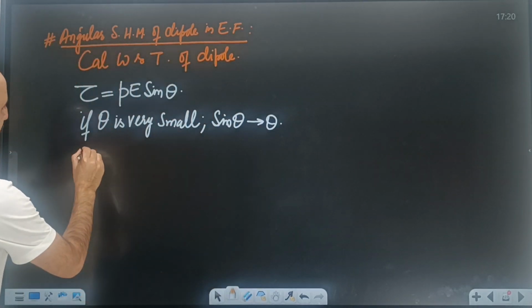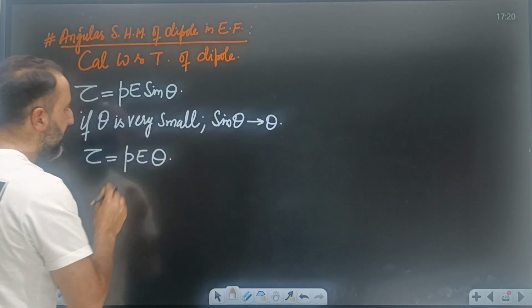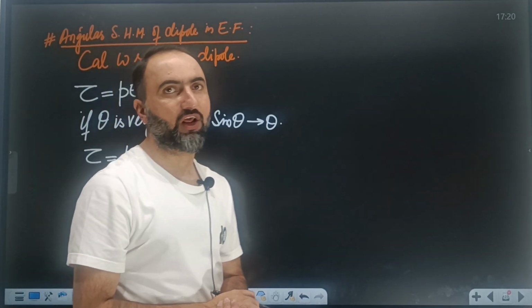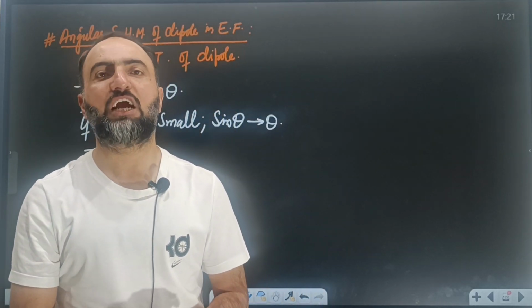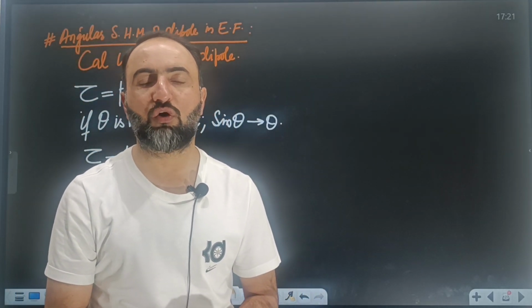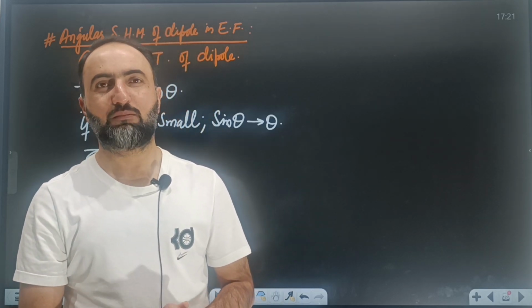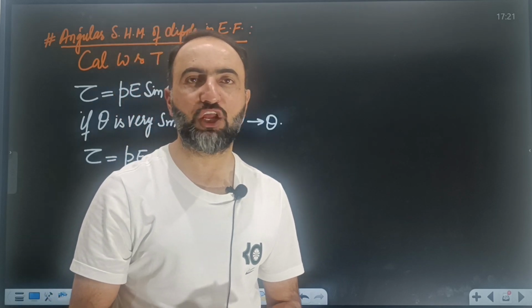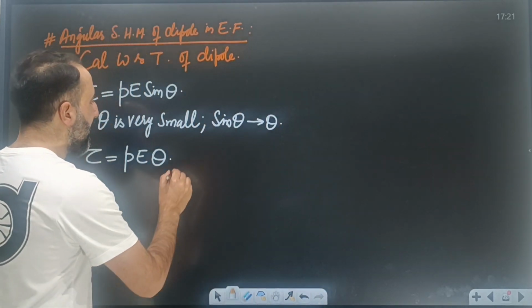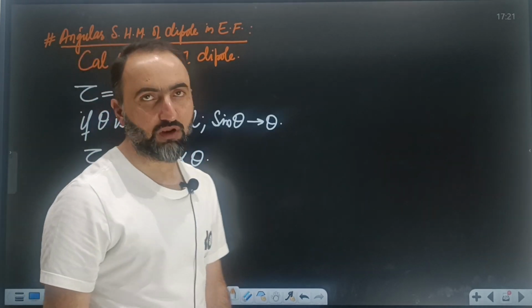Okay, so torque will be equal to PE multiplied by theta. Now have a look at this torque. This torque has two important properties. Number one, it will always tend to bring this dipole back to the equilibrium position. Number two, it is directly proportional to theta, that is, it's a linear function of angular displacement, and the situation is right for angular simple harmonic motion.